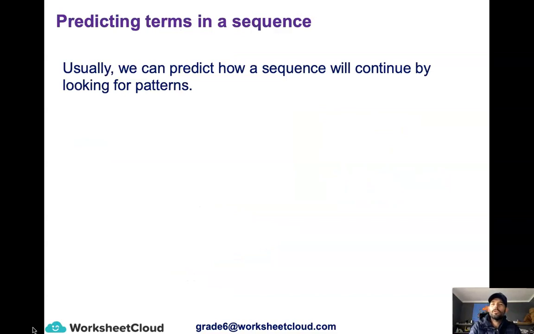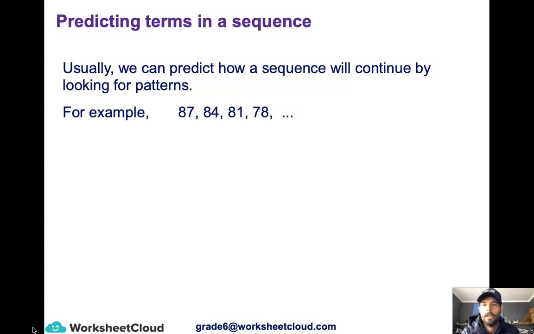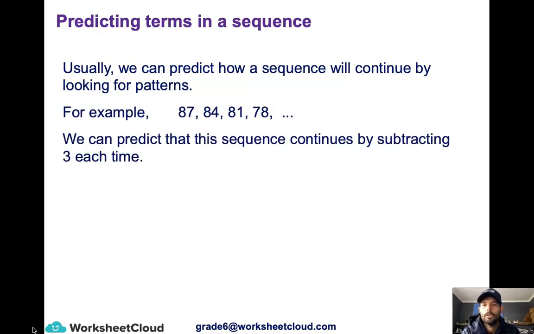So this moves us on to predicting terms in a sequence. Usually we can predict terms, or we can predict how a sequence will continue by looking for patterns, okay? And the best way to explain this is to use an example. So here you can see that 87, 84, 81, and 78, it's subtracting 3 each time, okay? So that's a linear sequence because the difference is always the same.